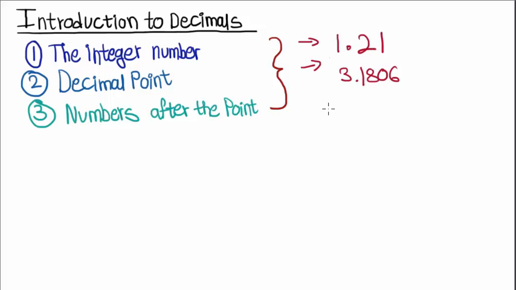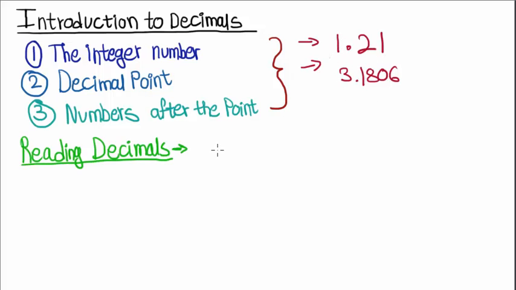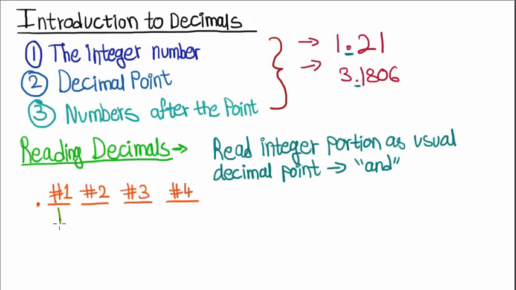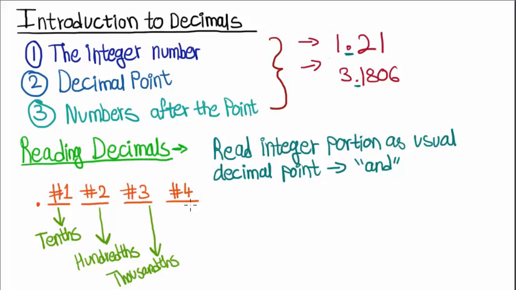So now let's go over how to read decimals, as in how would you read this besides 1.21. The integer portion of the decimal is read just as you have read it so far. Then the decimal point is read as the word and, and the numbers after the decimal point are read as follows. The first number has a place value of tenths. The second number has a place value of hundredths. The third number has a place value of thousandths. And the fourth number has a place value of ten-thousandths.